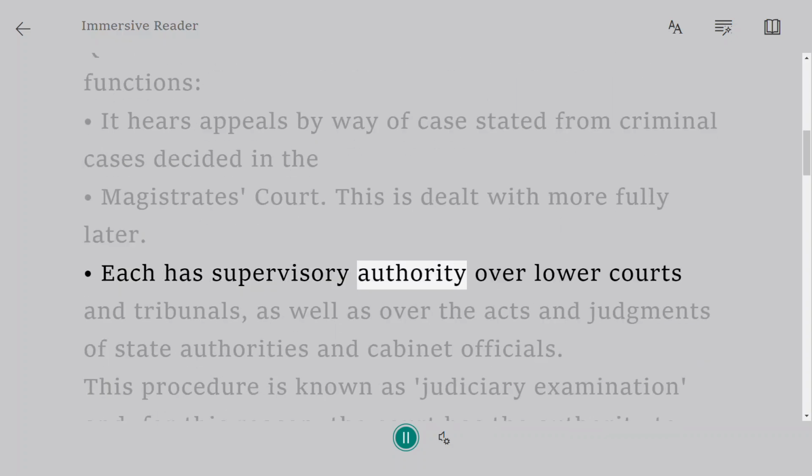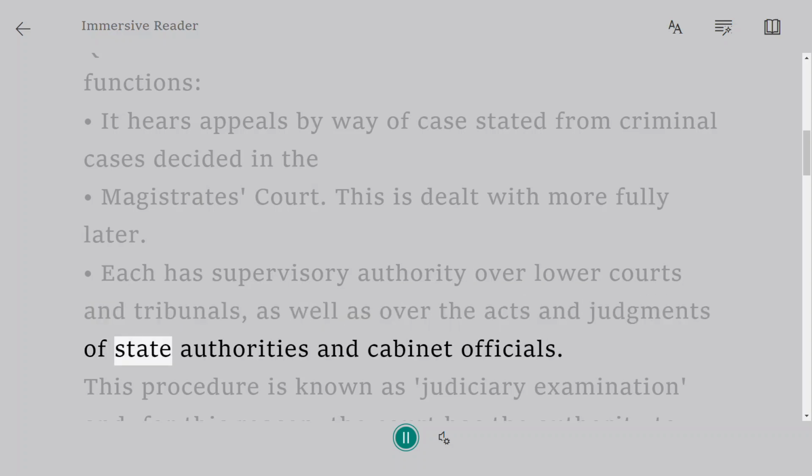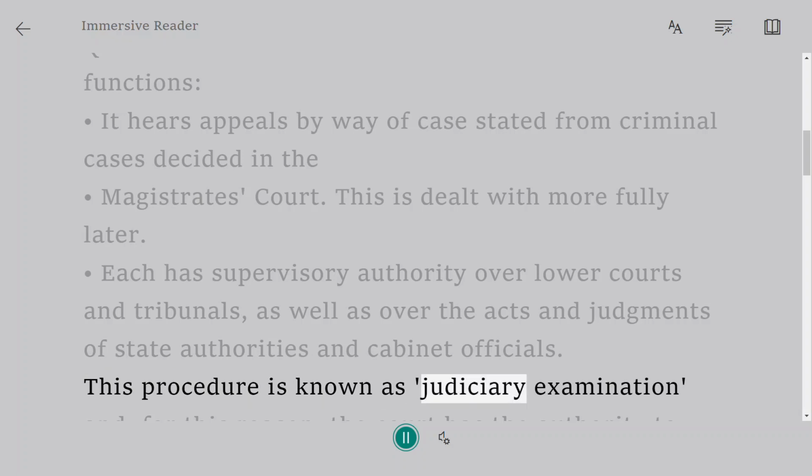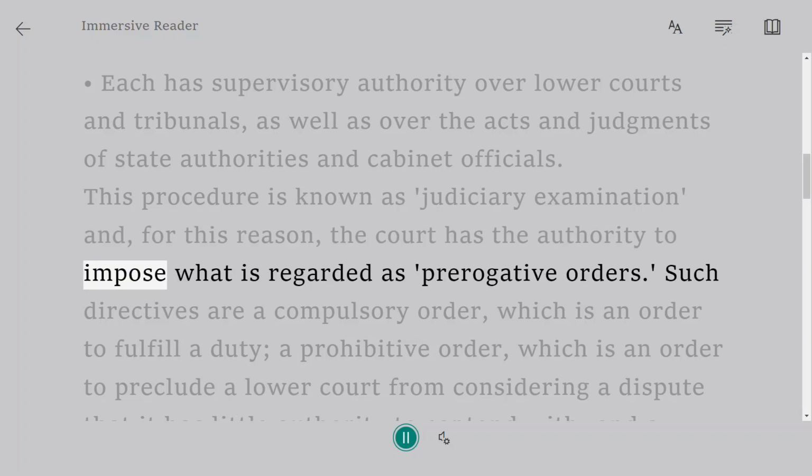Each has supervisory authority over lower courts and tribunals, as well as over the acts and judgments of state authorities and cabinet officials. This procedure is known as Judiciary Examination and, for this reason, the court has the authority to impose what is regarded as prerogative orders.